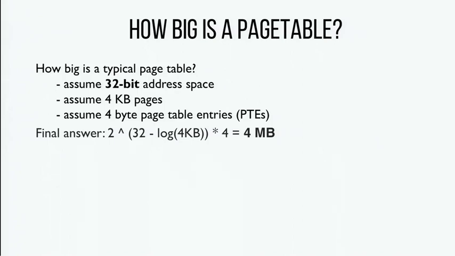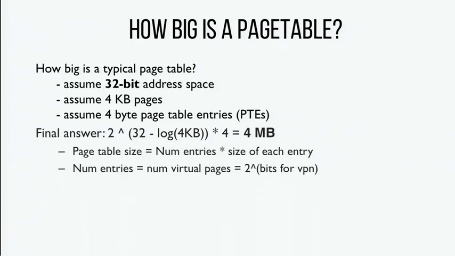There are as many page table entries as we have logical pages, right? Because that's what we use to index into this thing. So we have to figure out how many logical pages we have. The calculations are very simple, similar to what we did with figuring out the format of our address. We have a 32-bit address. The number of entries is equal to the number of virtual pages that we have, and so it's going to be 2 raised to the number of bits we have for our VPN.